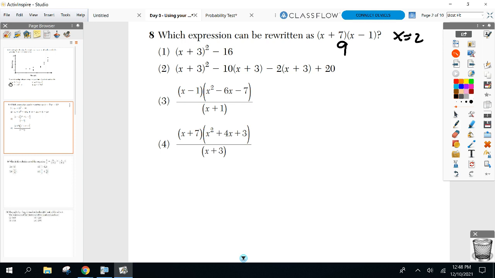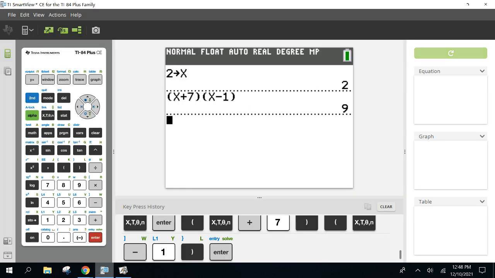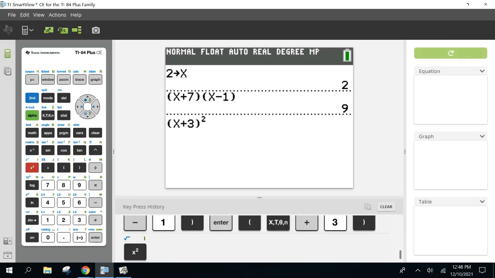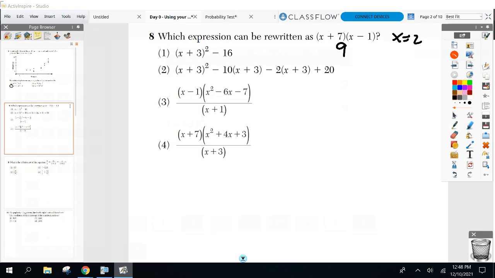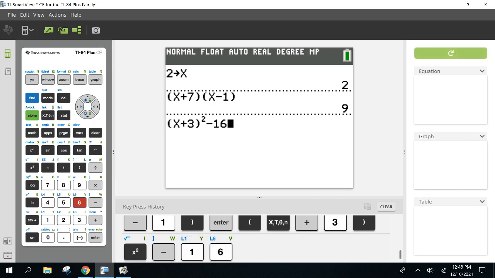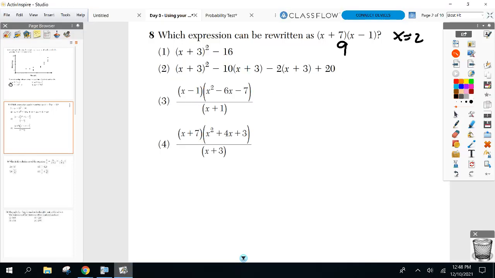Let's try number 1 out. X plus 3 squared minus 16. Oh, all right, well, that happens, right? The choice could be choice 1. So we know what the answer is going to be.